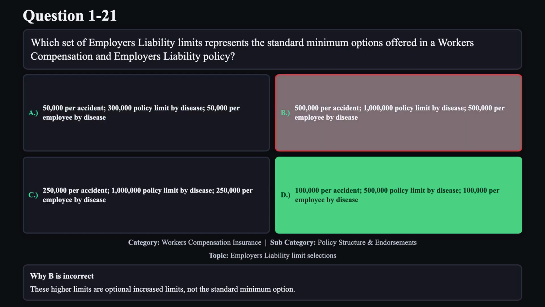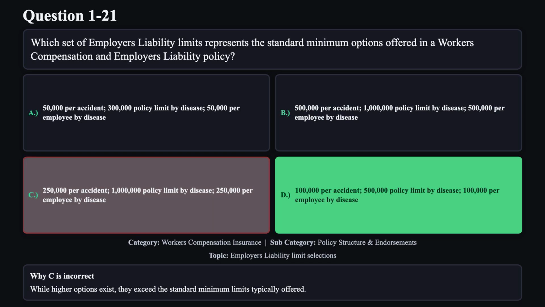Reason B is not correct. These higher limits are optional increase limits, not the standard minimum option. Reason C is not correct. While higher options exist, they exceed the standard minimum limits typically offered.